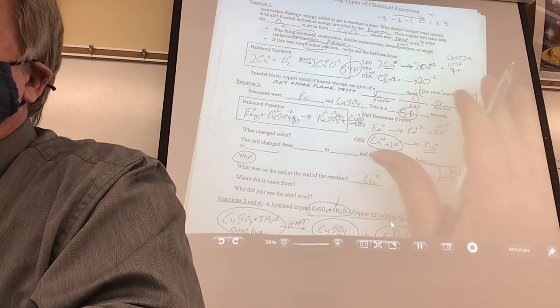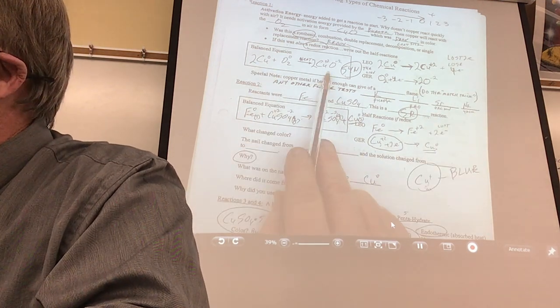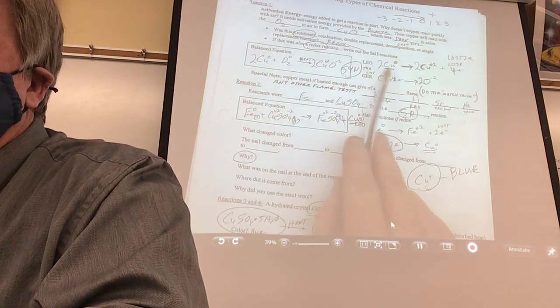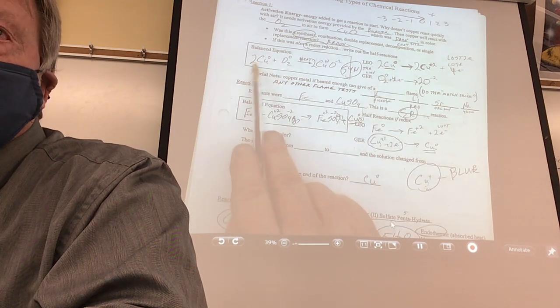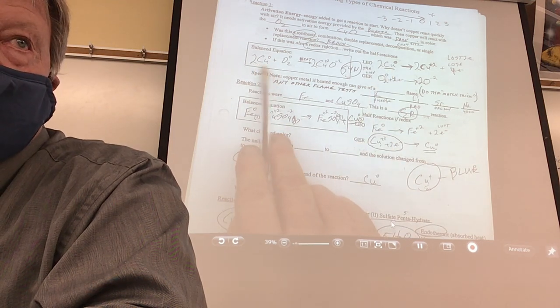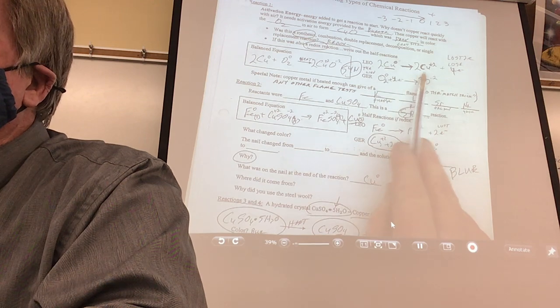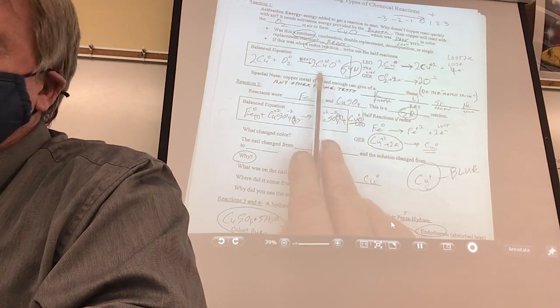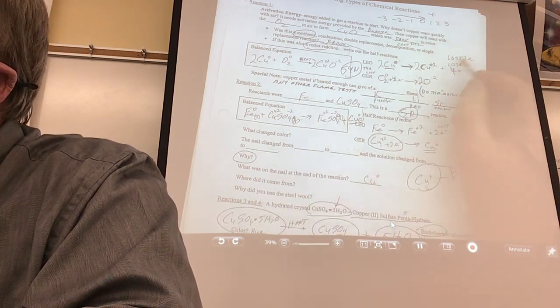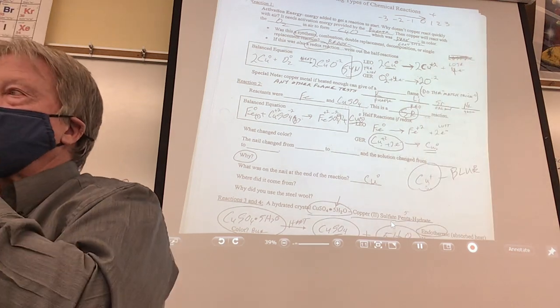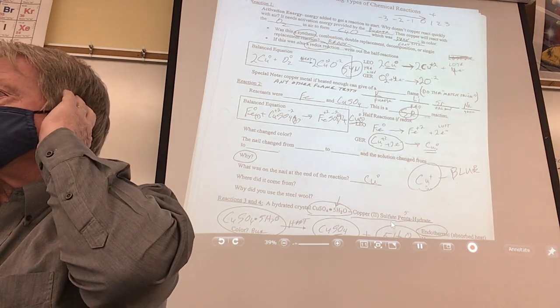Now, the only reason I have 4 here is because I had to look at the balanced equation. Did you only start with 1 copper? No, the balanced equation said I started with 2, didn't I? And did you only end up with 1 copper ion? No, I ended up with 2. Well, then I had to change it to a 4. Get that? Okay.